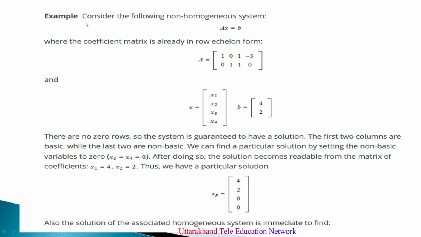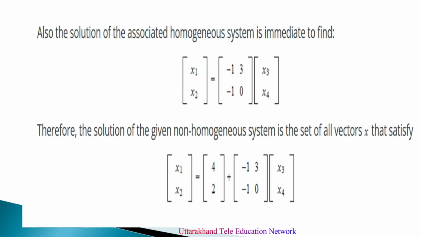So let me make it clear with an example. Consider the following non-homogeneous system. Ax = b, and it is implicit that this is not homogeneous. A is a matrix, and for the sake of simplicity, the matrix is already in row echelon form. What is row echelon form? We can have another session for that. This is already in row echelon form.